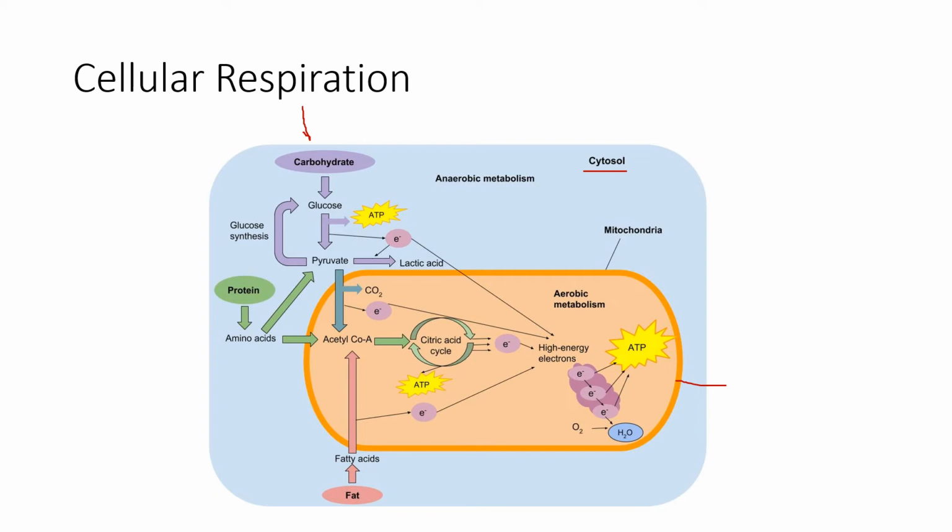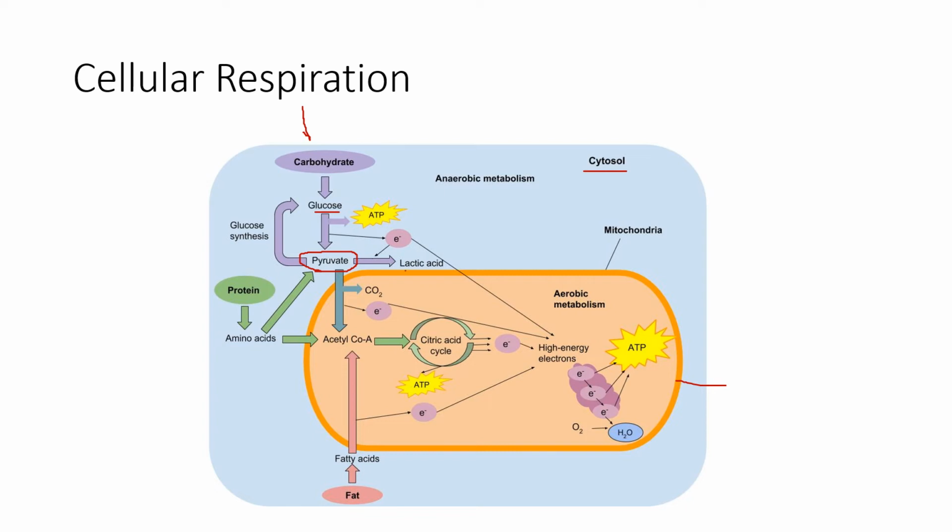That carbohydrate is going to get broken down and form glucose, which is a monomer, and that glucose goes through a process called glycolysis. Glycolysis occurs in the cytosol, and you get pyruvate. Pyruvate is a product of glycolysis. Now, pyruvate can have 2 different fates here.